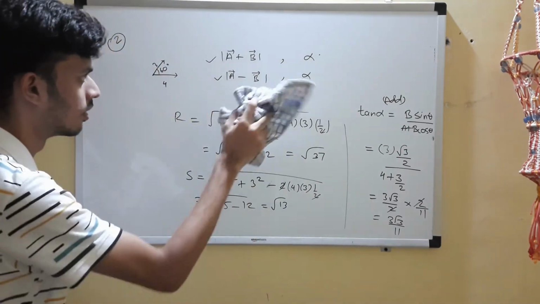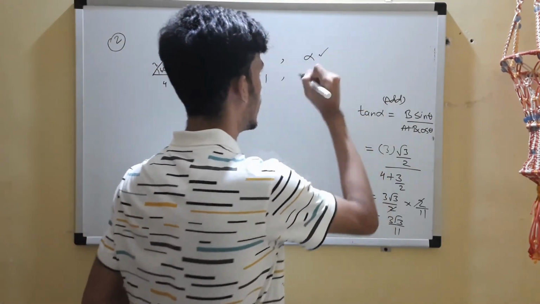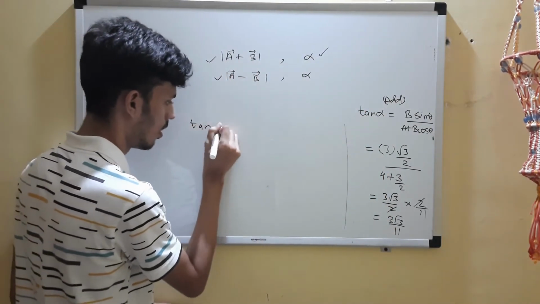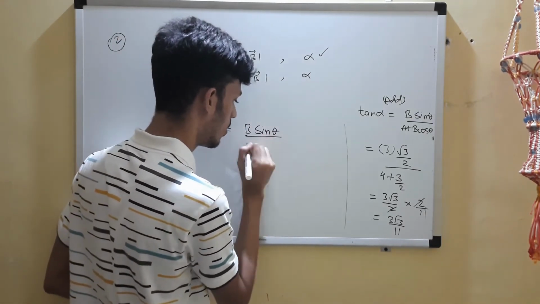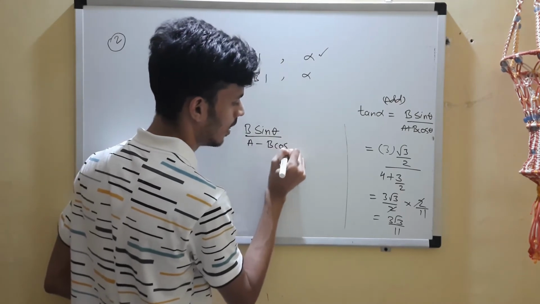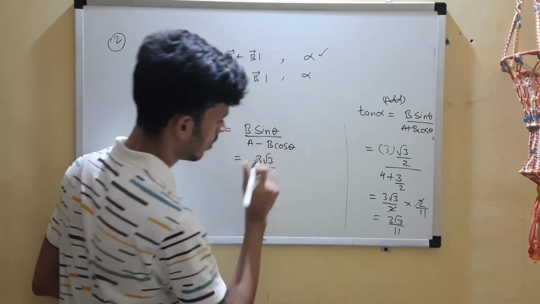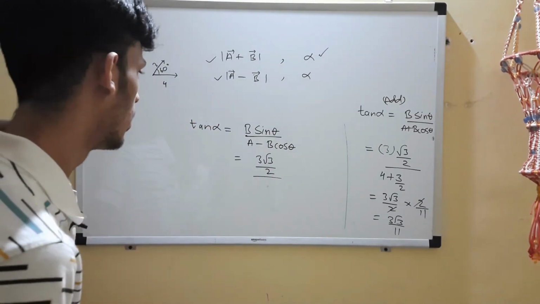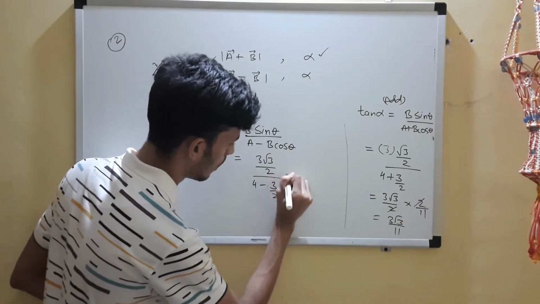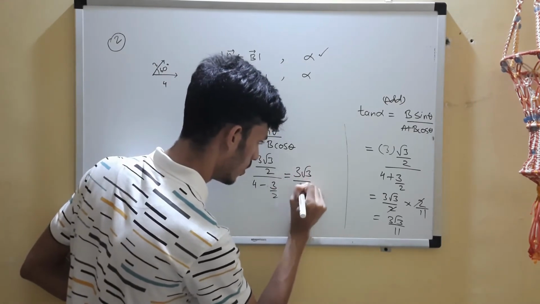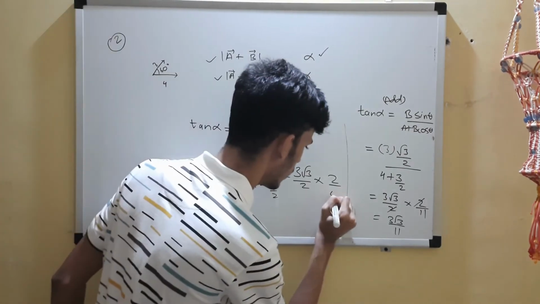Now let's go for the second alpha. Second alpha, this is correct. Now tan alpha. Now for subtraction, what was the formula? B sine theta upon a minus b cos theta. Only one difference, right? So first this thing will be the same. Now the only difference is the sign. 4 minus 3 by 2. 3 root 3 by 2, this 2 comes on top. 2 4s are 8. 8 minus 3 is 5.